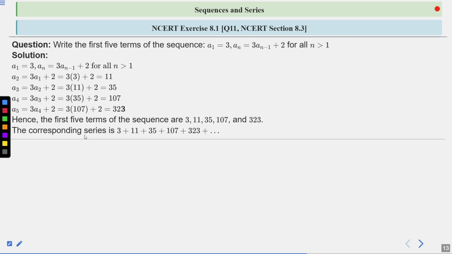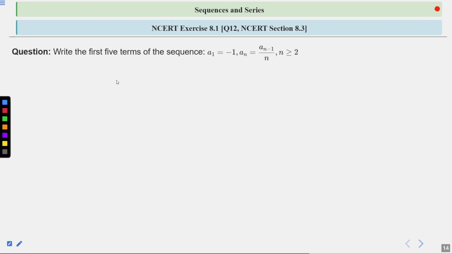And the corresponding series. If someone asks you to find the corresponding series, it is quite simple. You just have to add all these terms you have got. So 3 plus 11 plus 35 plus 107 plus 323 and so on. Simple. Moving to next.